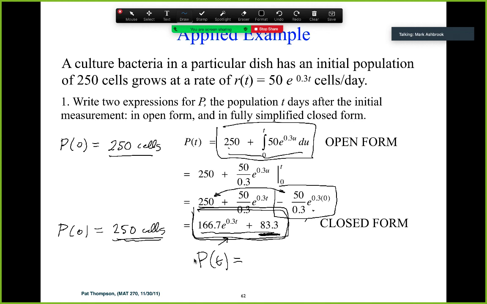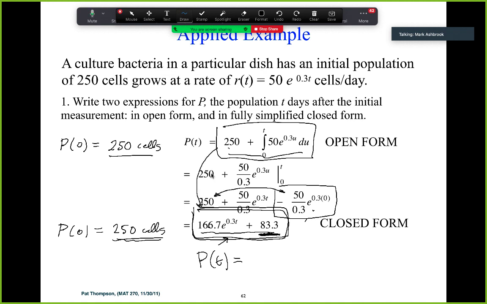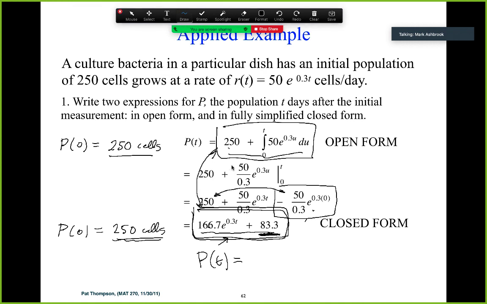Okay, 250. So according to the closed form, at t equals 0, there are 250 cells, just like the open form. It's just that number doesn't show up here. When you evaluate it, you get the 250. So yes, these are the exact same function. Graph them on the graphing calculator, and they'll be right on top of each other. It'll just look like one graph.